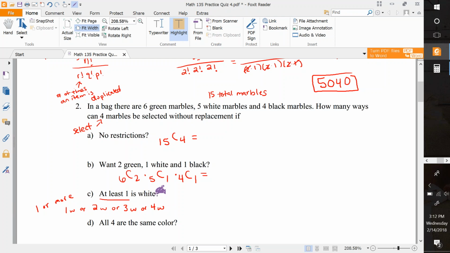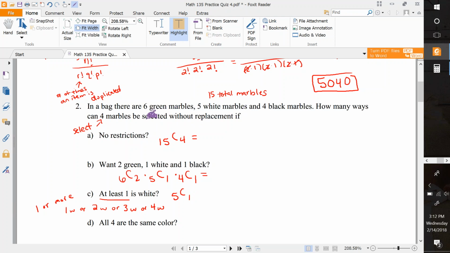So the number of ways to choose one white is we would pick, we had 5 whites, so that would be 5 choose 1, and all of the other marbles in that group would come from the other 2.